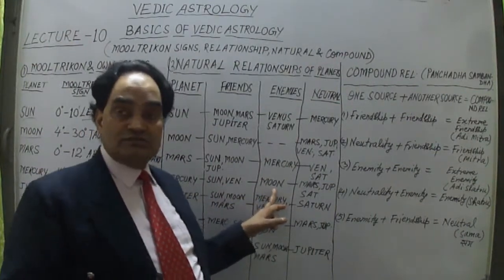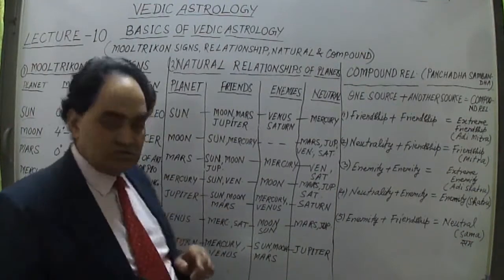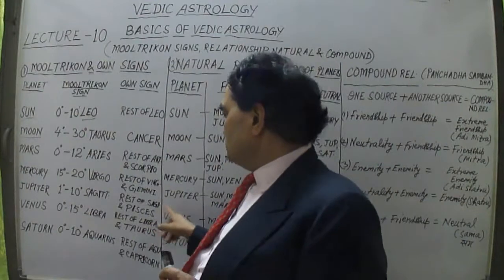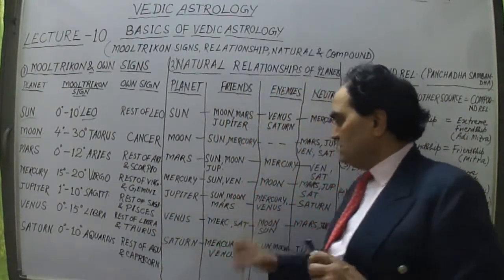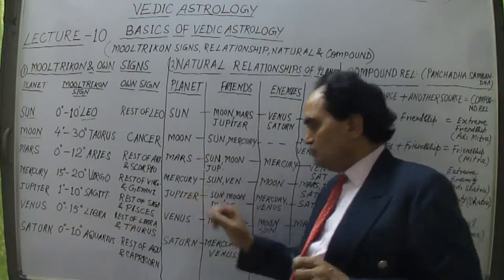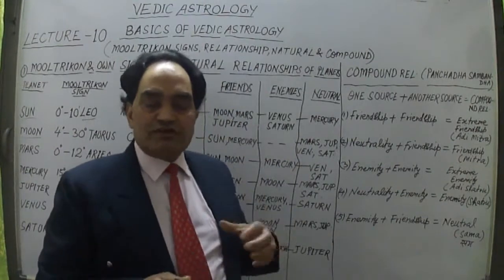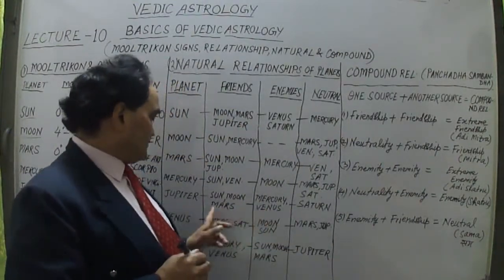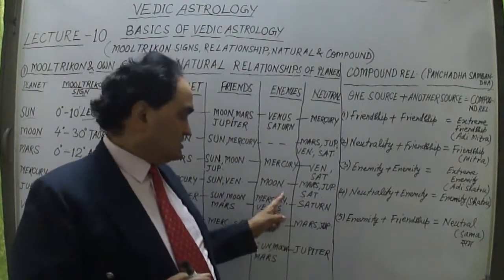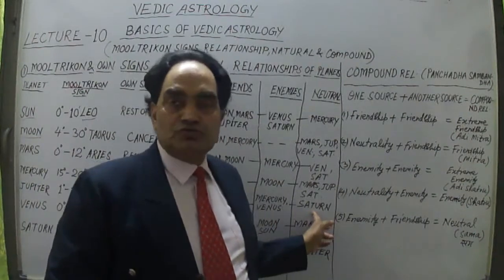Moon is an enemy to Mercury. Then Jupiter: Sun, Moon and Mars are mostly friends to Jupiter. Who are the enemies? For Jupiter, Mercury and Venus are enemies, while Saturn is neutral to Jupiter.